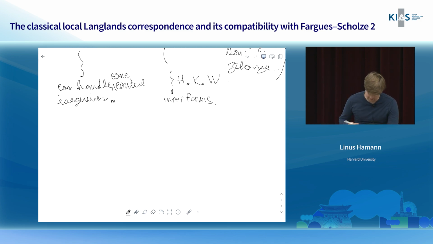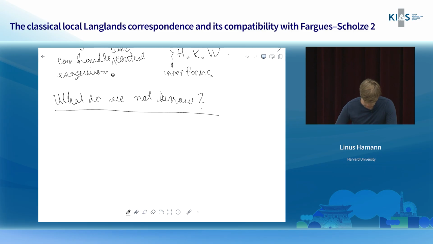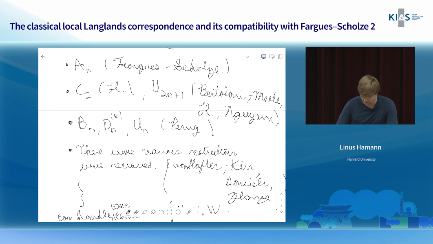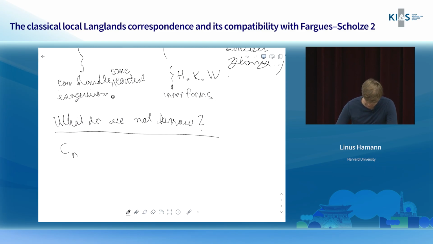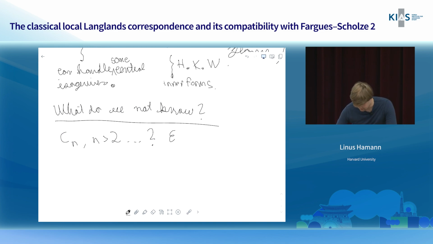Right. So that's the state of affairs, but let me emphasize, what do we not know? Well, at least in this setting of classical groups where we roughly know what the local Langlands correspondence is, we don't know symplectic groups higher than Sp4. So there's a big question mark here. There's some fundamental obstruction with this method. And then, we don't know anything for exceptional groups.